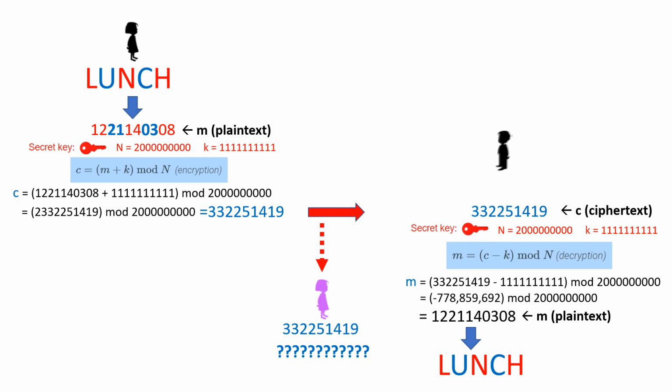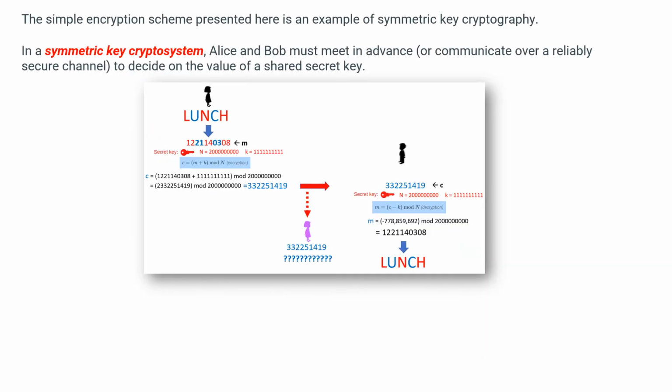Eve, on the other hand, does not know what that means. So this scheme that we just talked about is fairly simple, and it's an example of what we would call symmetric key cryptography. In symmetric key cryptography, Alice and Bob, the sender and receiver, must meet in advance or communicate somehow over a secure channel to decide on the value of the shared secret key, right? Alice and Bob need to already have come up with that N and the K.